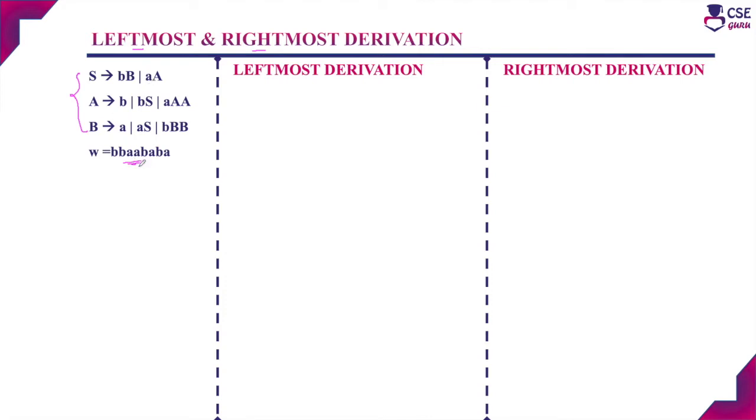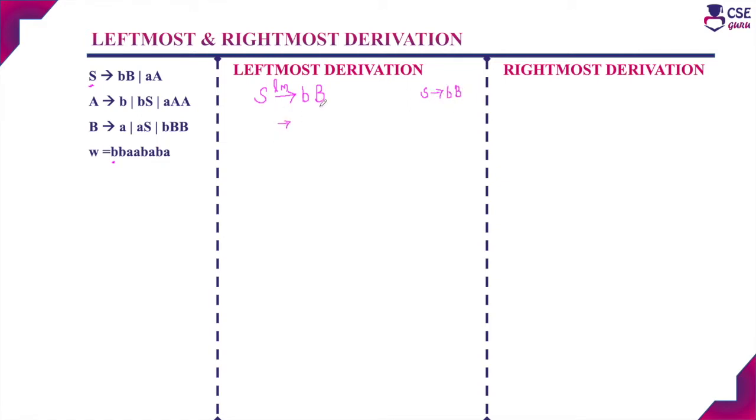Now we will derive the string using both leftmost derivation and rightmost derivation. First is leftmost derivation. The derivation always starts with the start symbol of the grammar. In this grammar the start symbol is S, and LM represents the leftmost derivation. Checking the input, we need to get B first, so choose the production rule for S that starts with B. Apply the production rule S tends to BB.